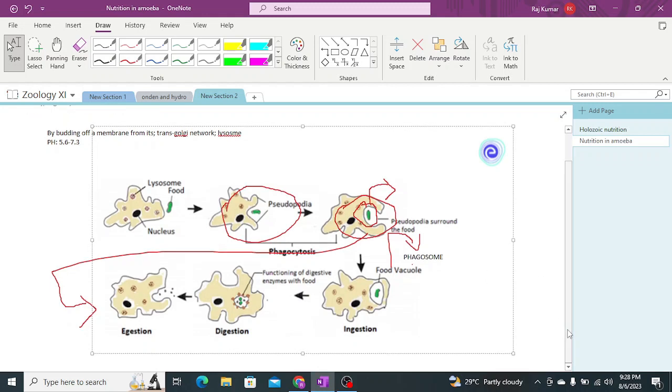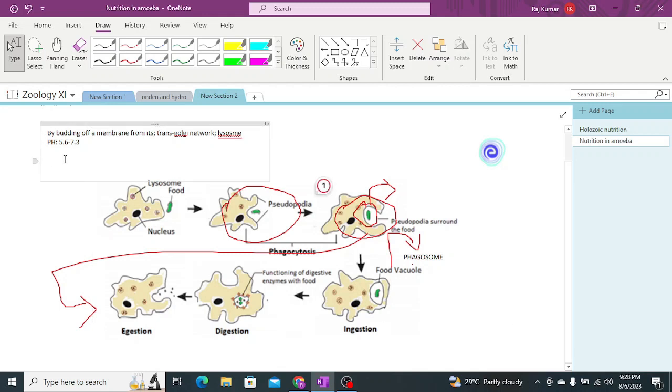After which this process leads to completion of digestion. The pH of the enzymes present inside the lysosome depends on the food component which is being digested.